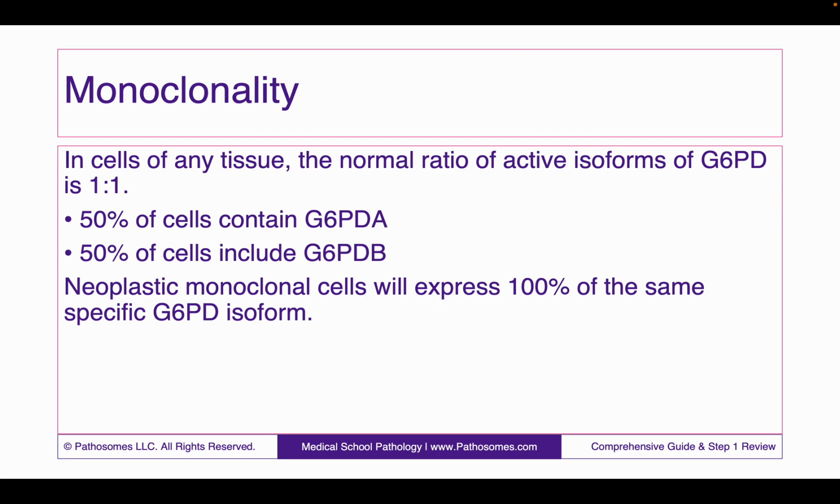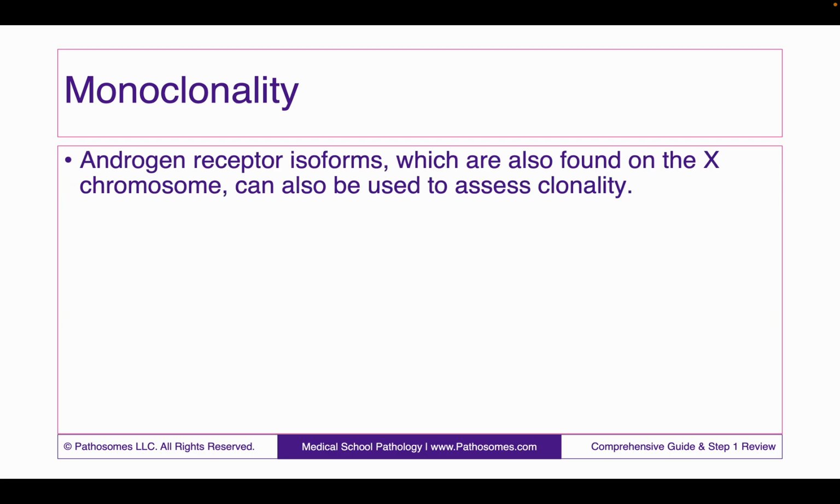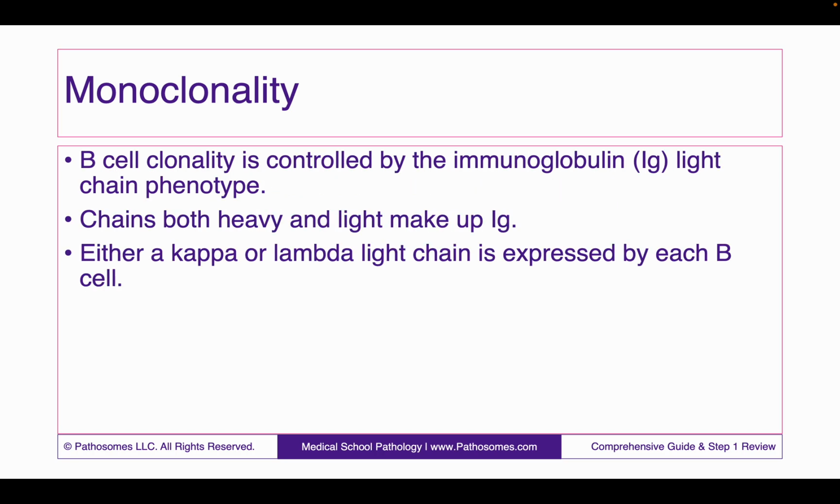Neoplastic monoclonal cells will comprise 100% of the same specific G6PD isoform. For example, a neoplastic cell will have 100% of cells that contain G6PDA and 0% from G6PDB, or vice versa. Androgen receptor isoforms, which are also found on the X chromosome, can also be used to assess clonality.